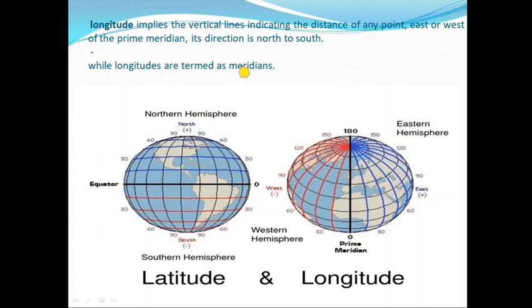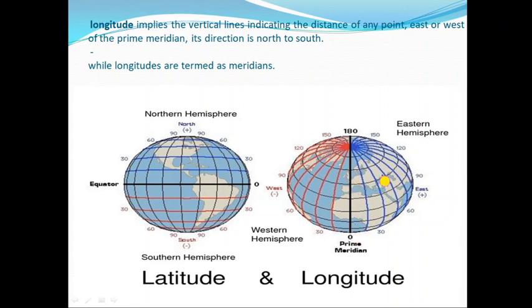Next is longitudes. Longitudes are the vertical lines, and these are also imaginary lines, and these lines indicate the distance of any point east or west of the prime meridian. This is the 0 degree line, which is the prime meridian, and longitudes run pole to pole, north pole to south pole. The prime meridian divides the globe into two parts. East of it is the eastern hemisphere and on the western side there is the western hemisphere.